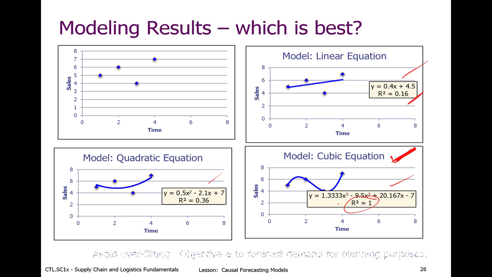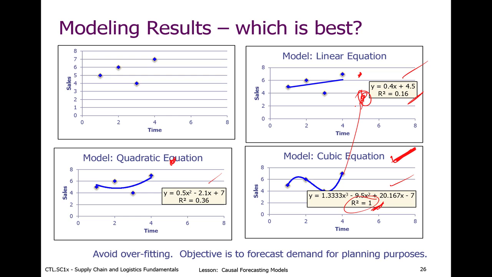But remember, we're trying to come up with a forecast, and we're coming up with a forecast for planning purposes. So let's look at what the estimate of each of these models would be for time period 5, right? For the linear model, the estimate for time period 5 would be about a 6.5, so right in there. For the quadratic equation, it would be 9, so let's see, where's that? Like up here. For this cubic, even though it had an r squared of 1, really good fit, the estimate for time period 5 would be 23, so that's like up here, right? So that would be the next estimate.